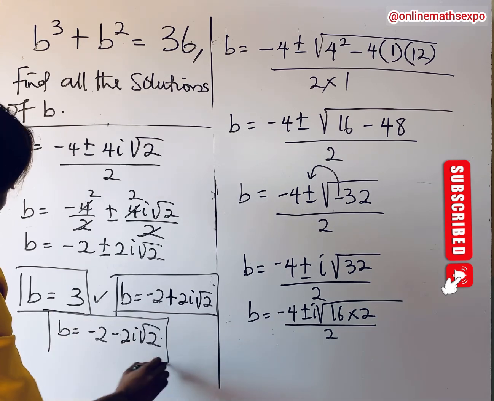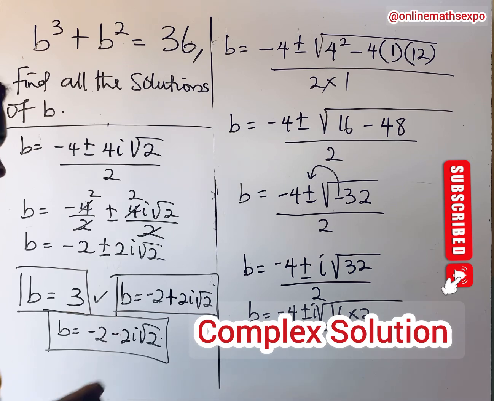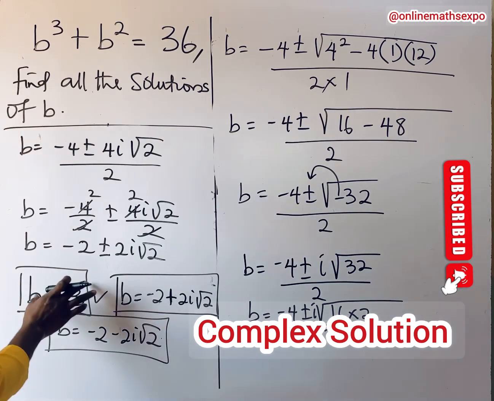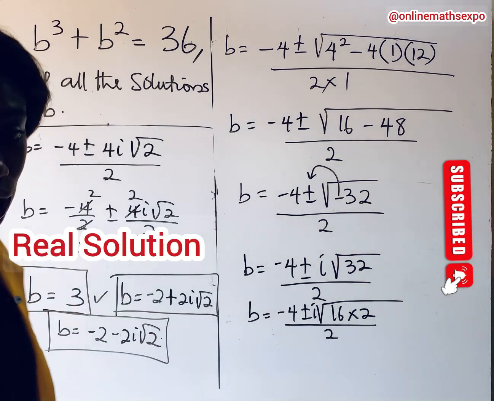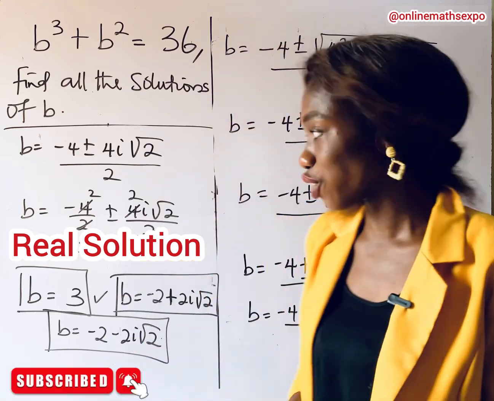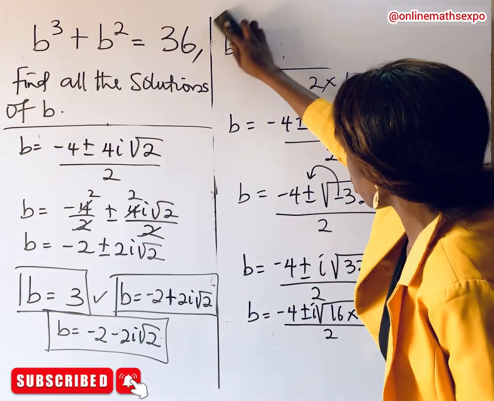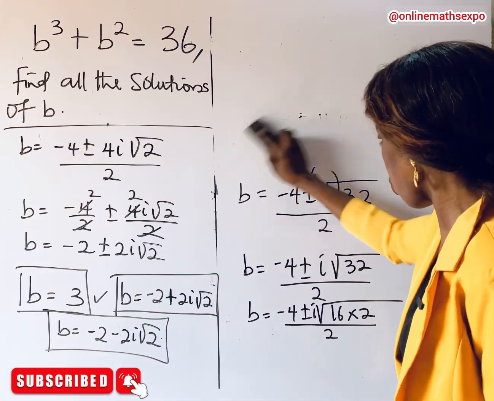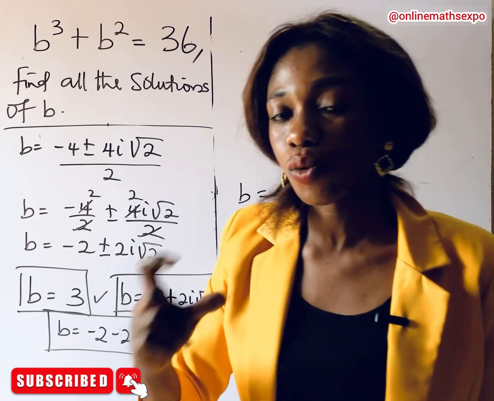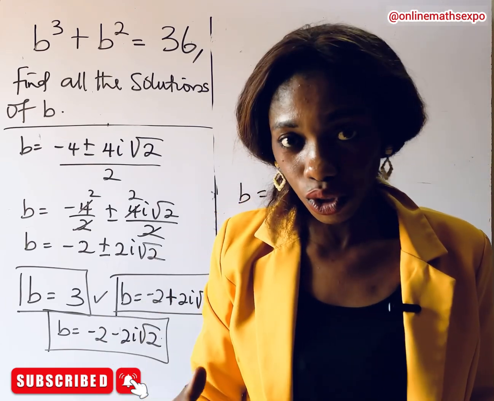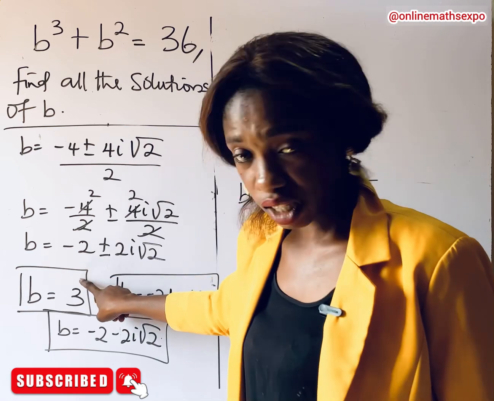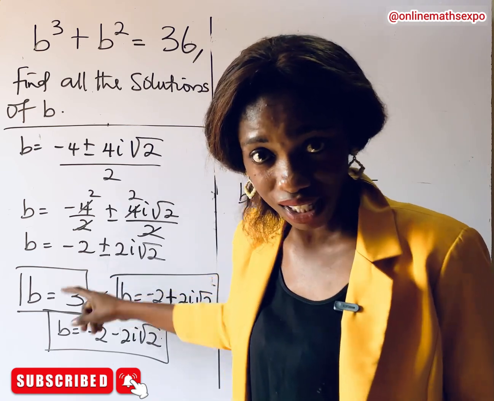So these are the three solutions. These two are the complex solutions and this is the real solution. So we're going to check the real solution to know if it will give us the right side of the equation. Now note that if this question had wanted only the real solution, you would have just stopped at b equal to 3. I hope this is clear.